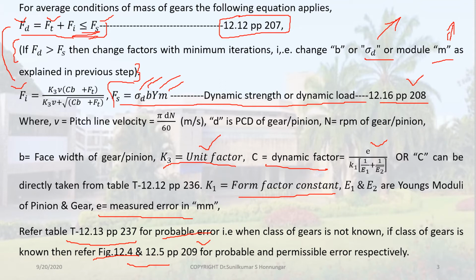And if you know the class of gears and the application and all, then that is the permissible error. Permissible means the error cannot be more than that. Like that you should select, then substitute in that expression and find the value of C. That C has to be back substituted in this Fi expression. Or there is one more table, number 12.12 on page 236, where you can directly get the value of C.